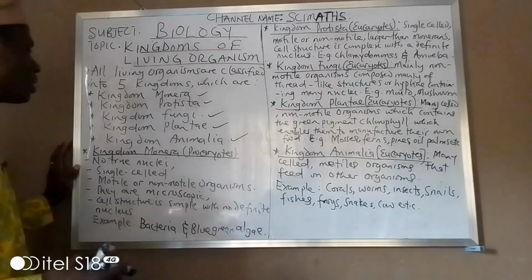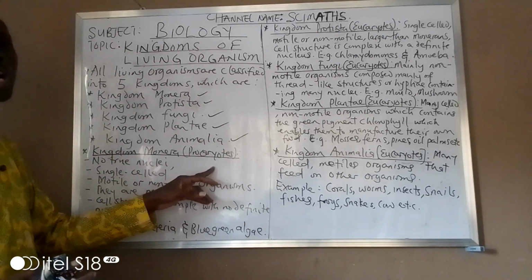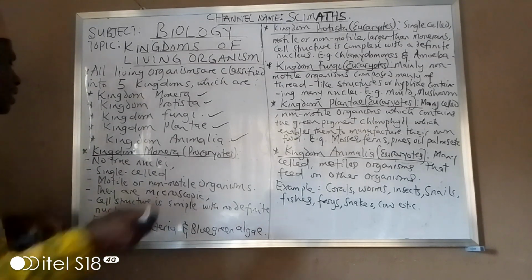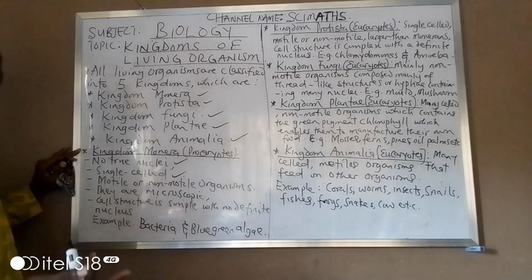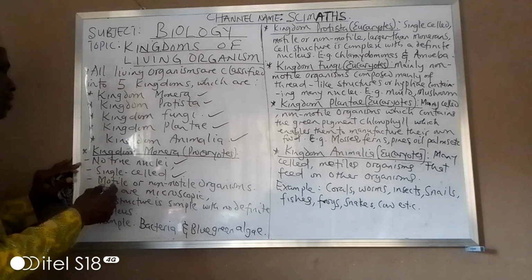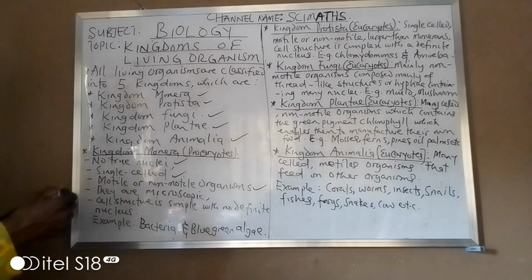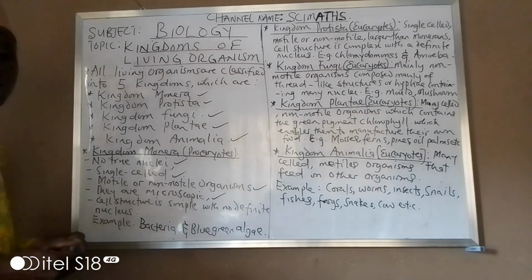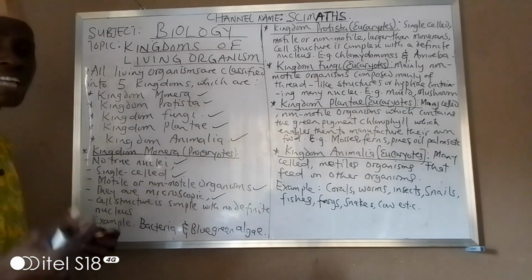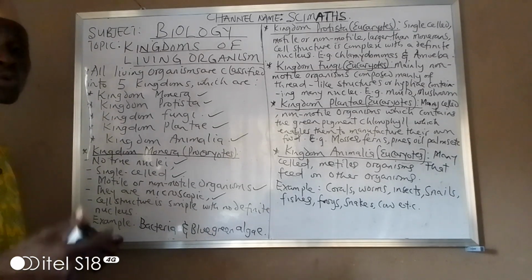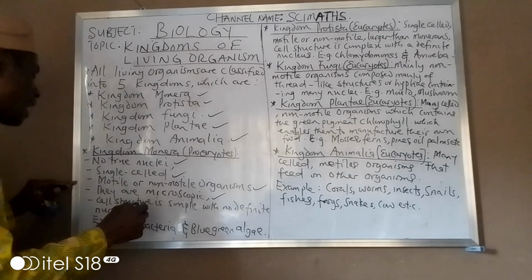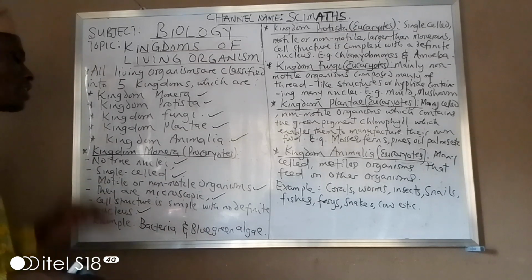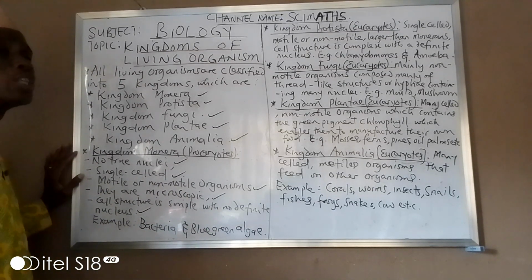The kingdom Monera are called prokaryotes. That is, they have no true nucleus. They are mostly single-celled. Some of them are motile, some are non-motile; that is, some can move, some cannot. They are also microscopic, in the sense that you cannot easily see them with your naked eyes, except with the aid of a microscope. They have no definite nucleus, which is why we say they are prokaryotic. So these are the features of kingdom Monera.